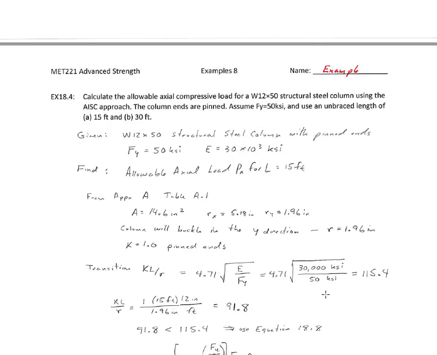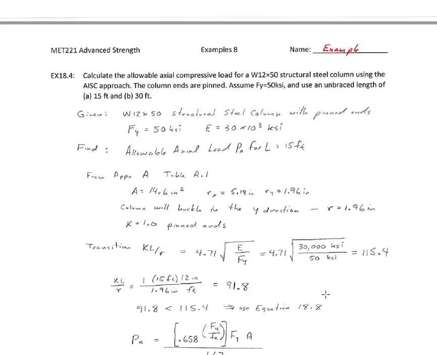Okay, so this one over here is using the AISC approach for calculating buckling. It's really a design problem. So given this W12x50 structural steel column with pinned ends, your yield strength equals 50, your modulus of elasticity is 30 times 10 to the third KSI, and we're supposed to find the allowable load for a length equals 15 feet.